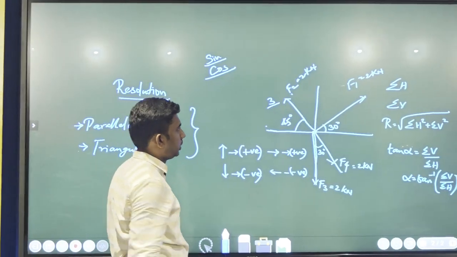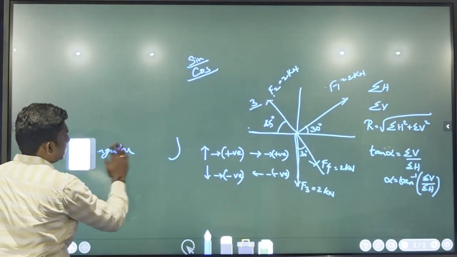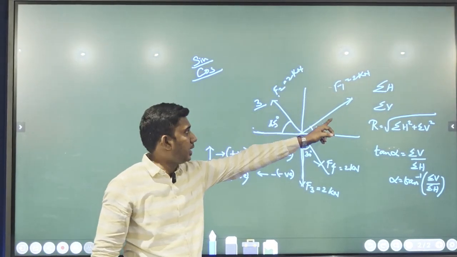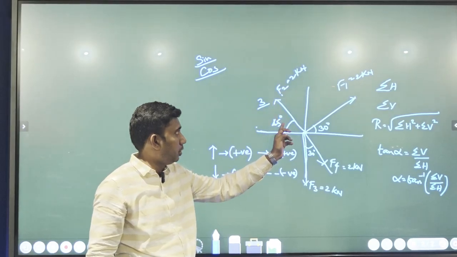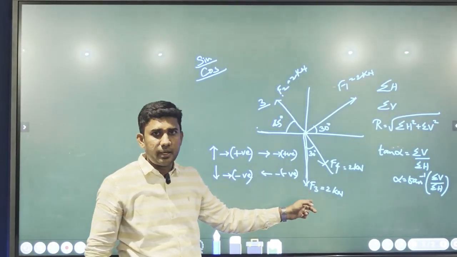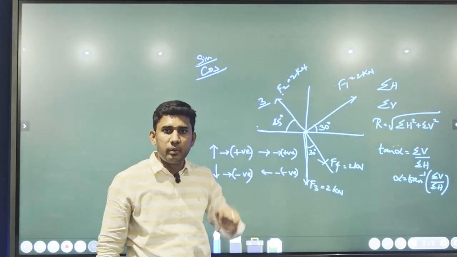Let me rewrite this question so that you understand it much better. Force F1 makes an angle of 30 degree with horizontal. Force F2 makes an angle of 45 degree with horizontal. Force F3 is directly acting downwards. Force F4 is making an angle of 30 degree with vertical.